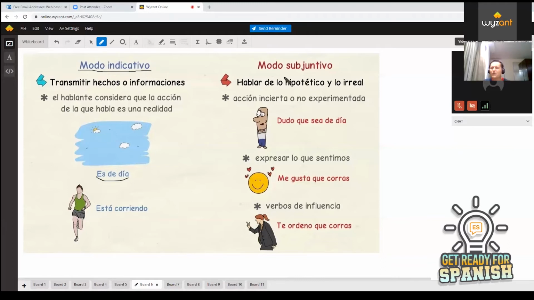The subjunctive is a little different. Okay, it's used to talk about hypothetical situations, something that is not real. And that sounds a little funny, like, what is this? Something that is not real? What do you mean? Well, it means something that maybe hasn't happened yet, but you wish for that to happen.